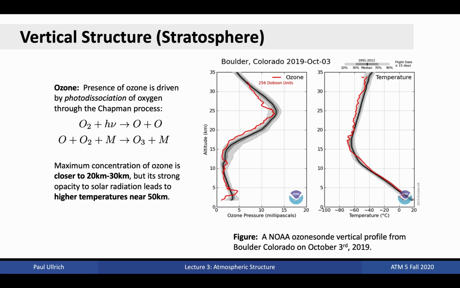As we descend into the stratosphere, the concentration of ozone grows to its maximum between 20 to 30 kilometers altitude. This figure here shows a NOAA ozonosonde, a balloon able to make measurements of ozone concentration, flown over Boulder, Colorado on October 3, 2019. The vertical ozone profile is seen here in red against the average profile in black. The clear bump in ozone concentration around 25 kilometers shows the presence of the ozone layer.